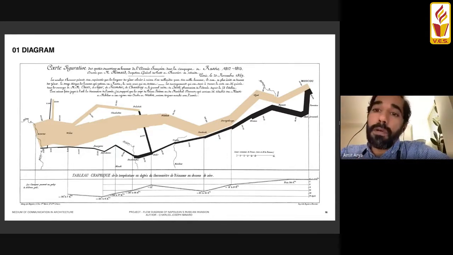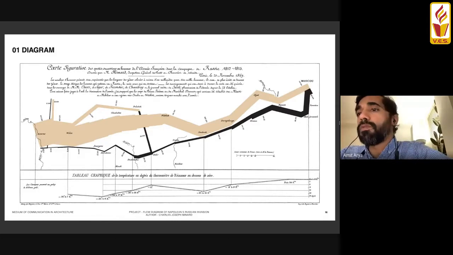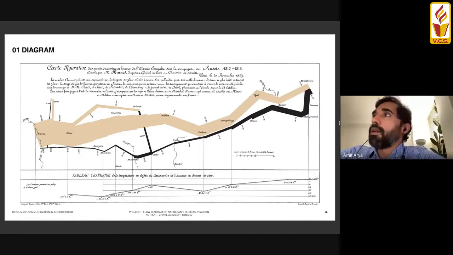It was also part of the seminal book by Edward Tufte on visualizing information, and is known amongst a lot of people as one of the most loved diagrams of all time. So I thought I would just share it with you. Next slide, please.